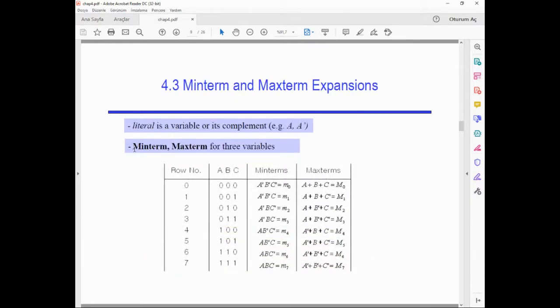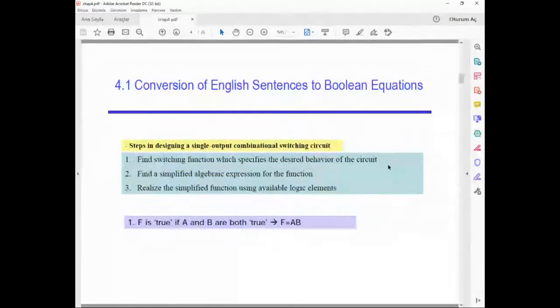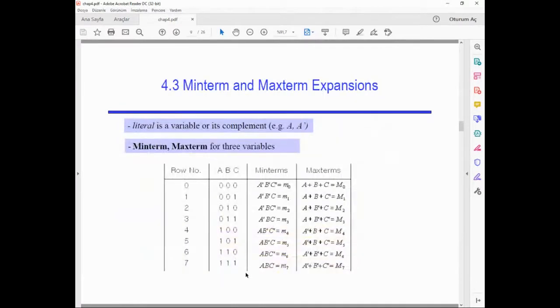Okay. So let's see min term and max term. First, we use 1, and in min terms we always use the equation for 1. In max terms we always use the equation for 0. Let's see that. You will see that.